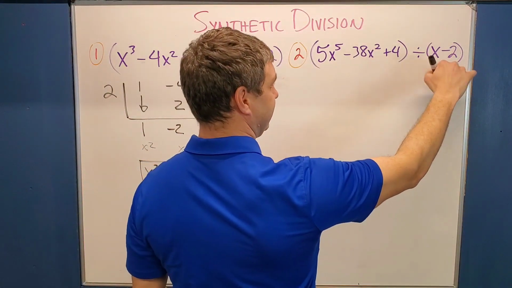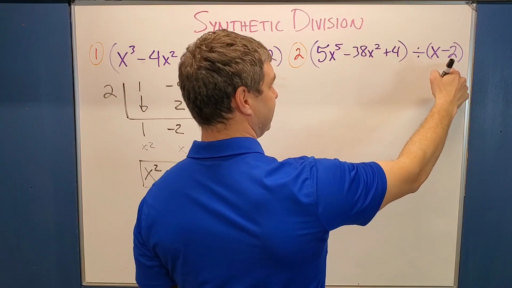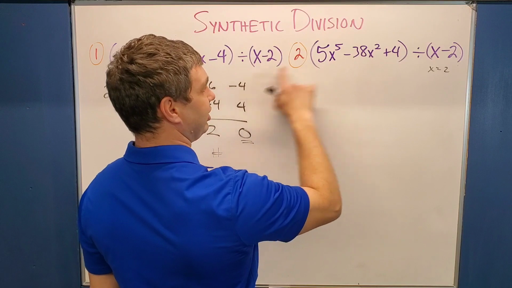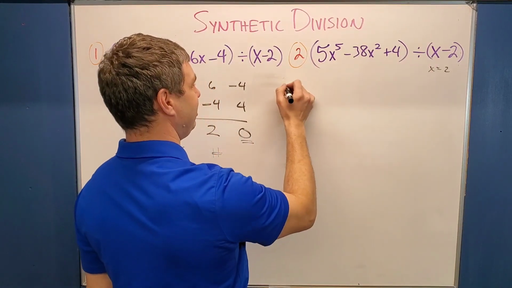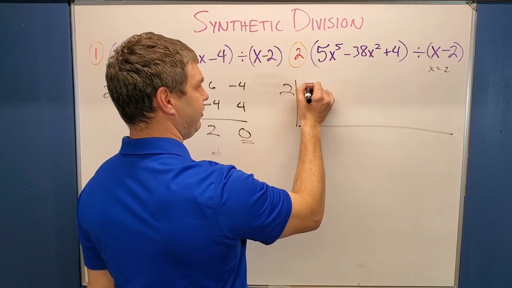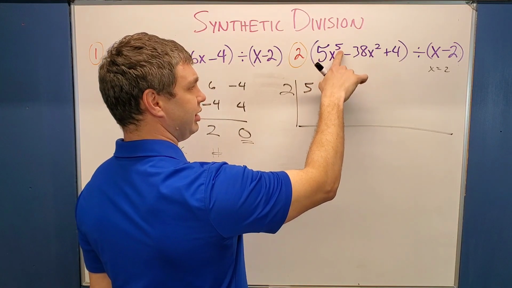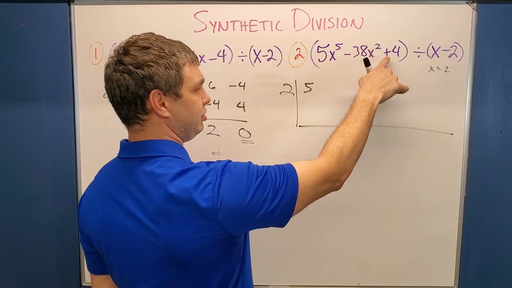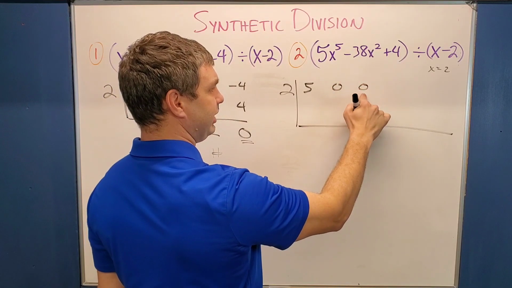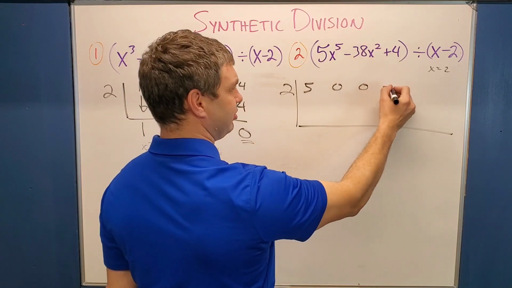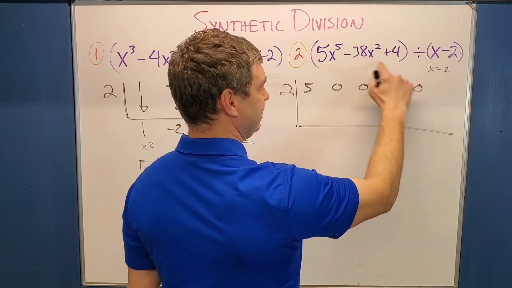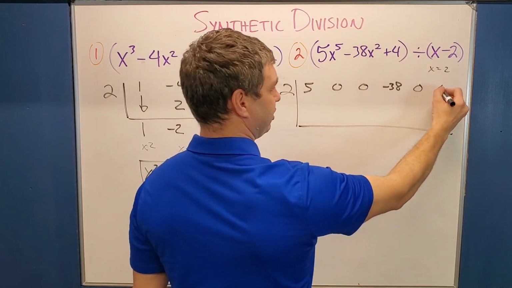So I'm going to take, again, if you set that equal to 0 over here, it's going to be x equals a positive 2. So I'll have the same one I'm divided by. That's okay. So again, we're going to have a 2 out front. And because this is a 5, I have to kind of think through in my head: 5, 4, 3, 2. So I have the 5, I'm missing the 4, I'm missing the 3, and then I have the exponent of 2, so this is going to be a negative 38. And then I'm missing the 1, just the x, and then I do have the constant term of a 4.